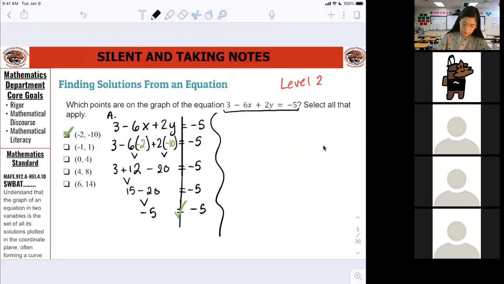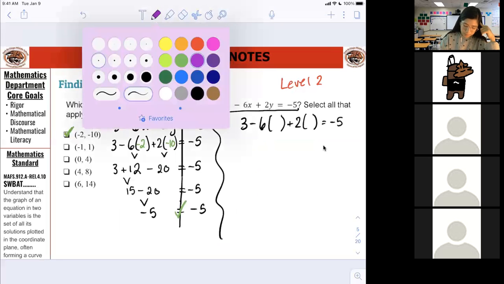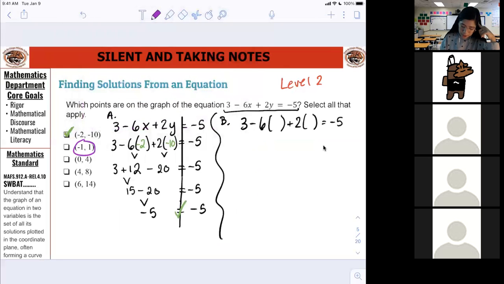Now we're going to test answer choice B. I'm going to do the same thing. I'm going to plug in the x value. I'm going to plug in the y value and then see what happens. So here I'm plugging in -1 for x and +1 for y. And now we do the math.